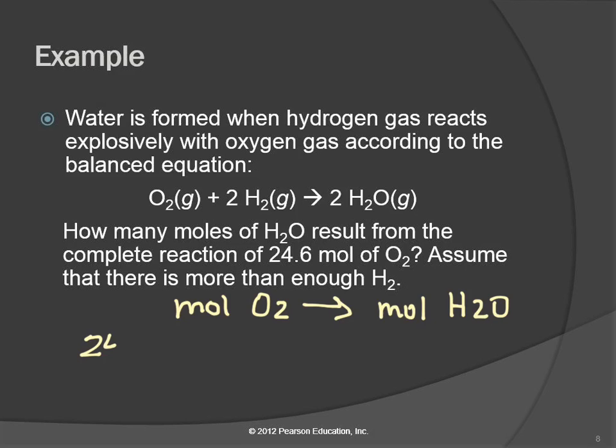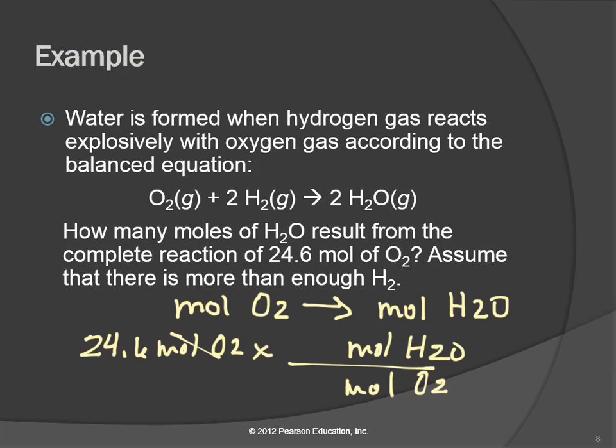So 24.6 moles of oxygen. There's one arrow. We're going to have one fraction. We'll put moles of H2O up there. And then this unit comes down in the bottom. Moles of O2. So these guys cancel out. We don't have to memorize conversion factors. We don't have to go look them up anywhere. They are in the balanced chemical equation. 1 mole of oxygen makes 2 moles of water. 1 mole of oxygen for 2 moles of water. 49.2. Any questions?